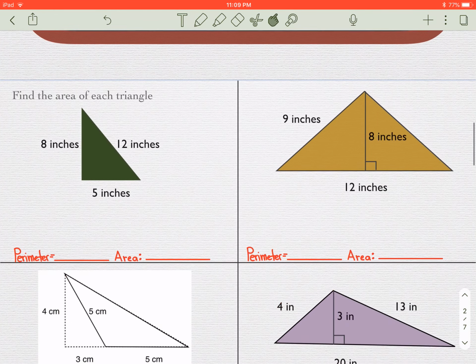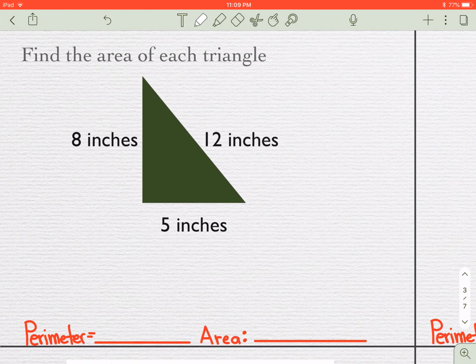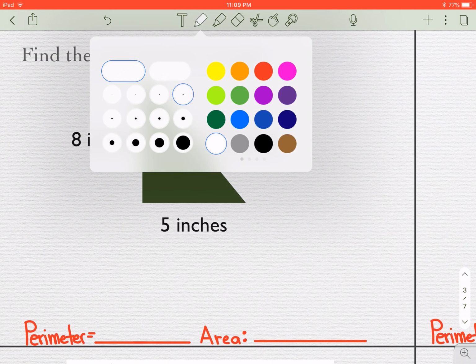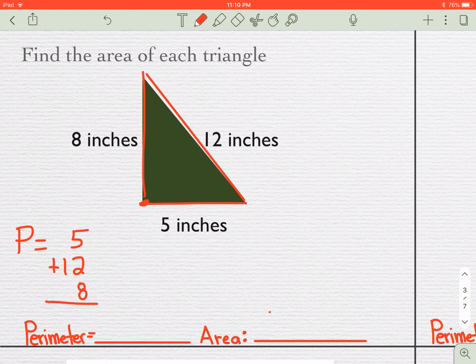So if I scroll down a little bit, it says find the area of each triangle, and I also want to find the perimeter. So remember, the perimeter is the distance around the outside of the triangle. So if I'm finding my perimeter first, I start right here at this corner. To go from there to there, I travel 5 inches. From there to there, I travel 12 more inches. And there to there, I travel 8 inches. So I will add those all together.